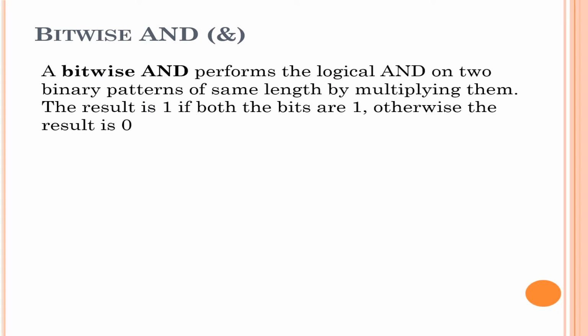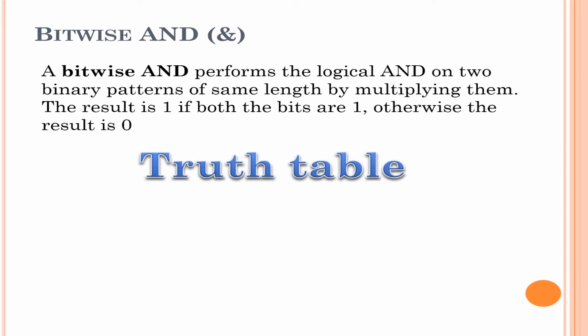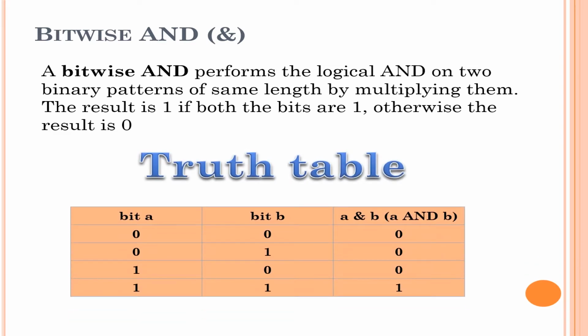A bitwise AND performs the logical AND on two binary patterns of the same length on their corresponding pairs of bits by multiplying them. The result is 1 if both the bits are 1, otherwise the result is 0. See the truth table: 0 times 0 is equal to 0. 0 multiplied by 1 is equal to 0. 1 multiplied by 0 is equal to 0. 1 multiplied by 1 is equal to 1.